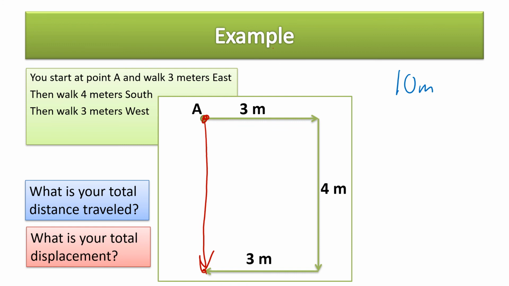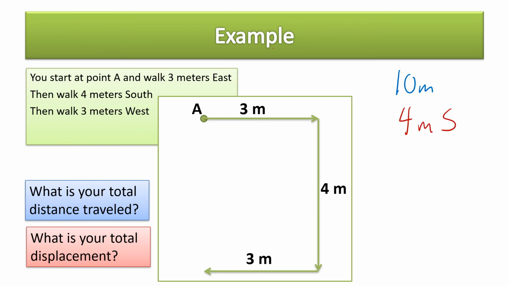Well, the 3 meters east cancels out with the 3 meters west, so you're not going anywhere in the x direction, but you are going 4 meters south. Since those two 3-meter vectors cancel each other out, that's what we're left with, 4 meters in the southern direction.